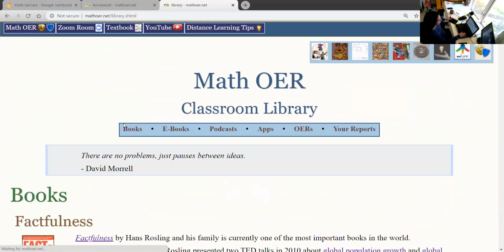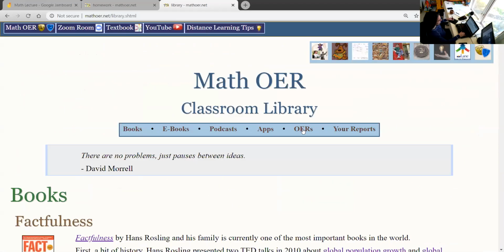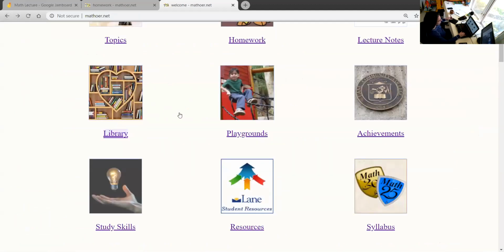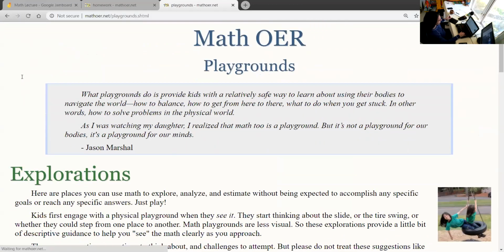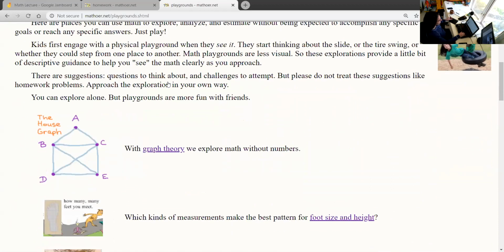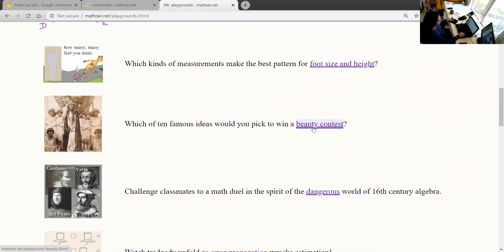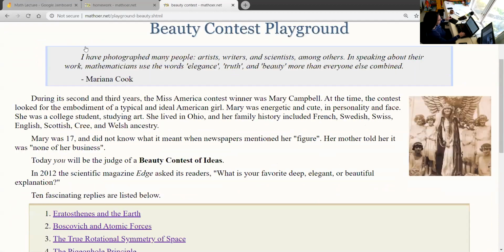In the library, we have not only all those books I mentioned, but there's ebooks and podcasts and apps and other open educational resources. So start looking at that. Nothing is assigned right now, but you have many days until I see you again on Tuesday. So take a little bit of exploring the library. The playgrounds are things that don't really have one right answer. So you can play with different kinds of math that you might not have seen in the classroom before, like graph theory, or exploring patterns this way, or beautiful mathematical ideas.